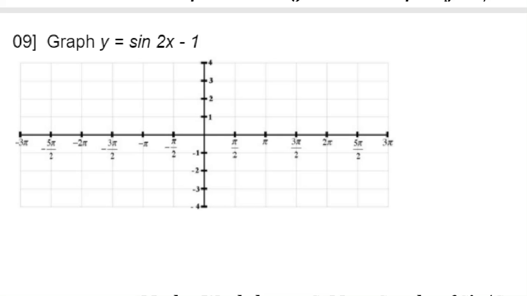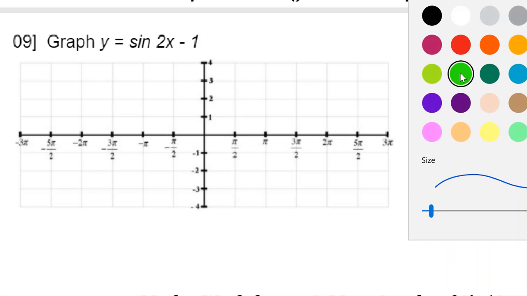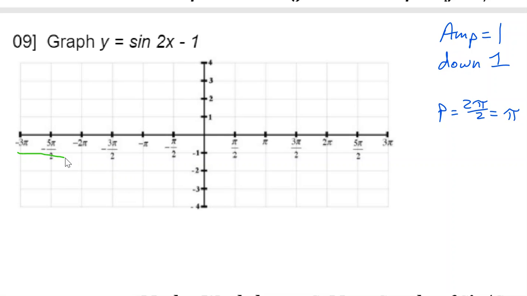Now let's do some graphing. Sine of 2x minus 1, our amplitude is going to be 1. We're going to go down 1 with our line, our axis. And then there's the period, which is going to be 2 pi over 2, which is plain old pi. So we can go in here now. We are going to have to go down 1, so we're going to draw.